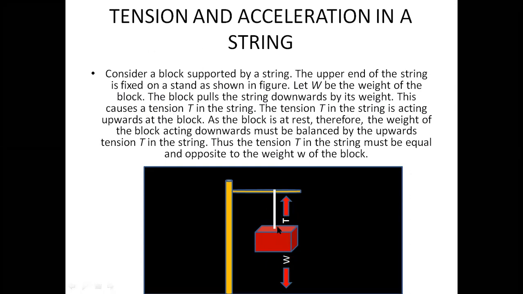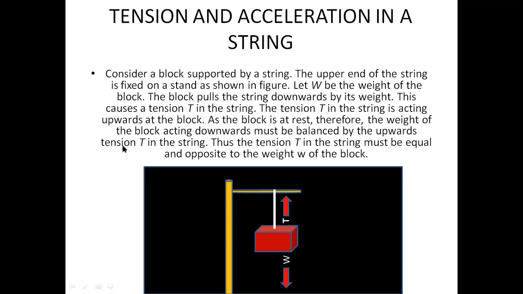This is a string, and because the weight of the block is acting downwards, there's a tension in the string. The tension T in the string is acting upwards at the block, like over here. As the block is at rest, the weight of the block acting downwards must be balanced by the upward tension in the string. That means these two forces, this tension is also a force and weight is also a force, and they both are balancing or are in equilibrium with each other. That is why the block is not moving upward or downwards. Thus the tension in the string must be equal and opposite to the weight W of the block.